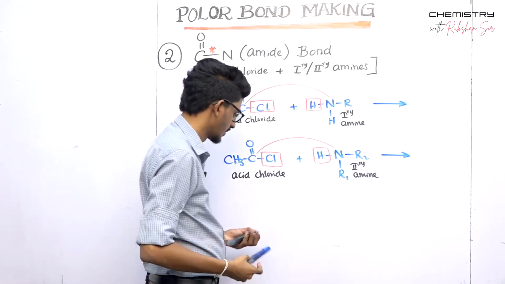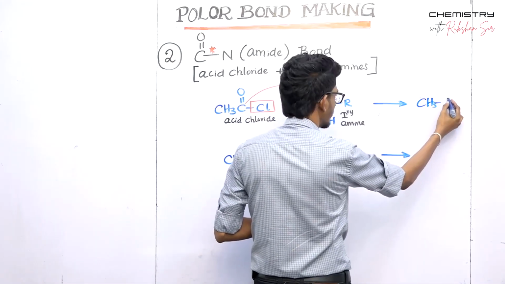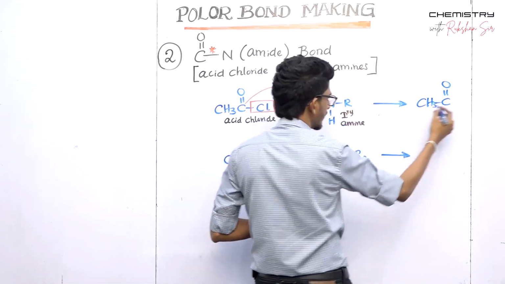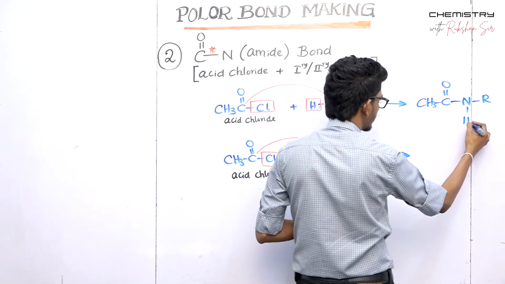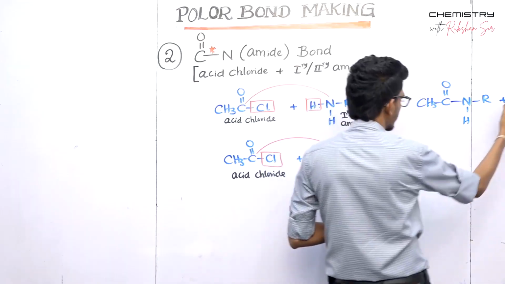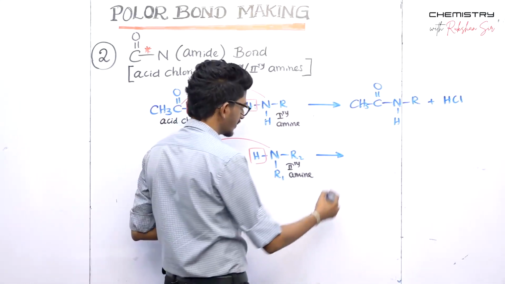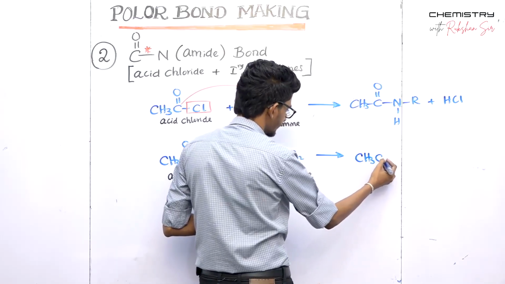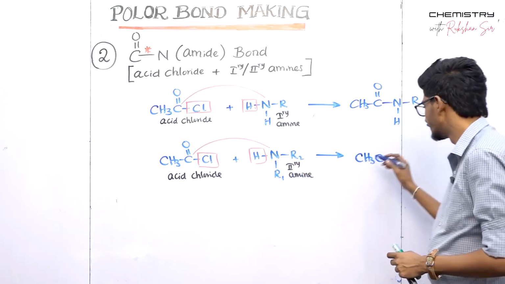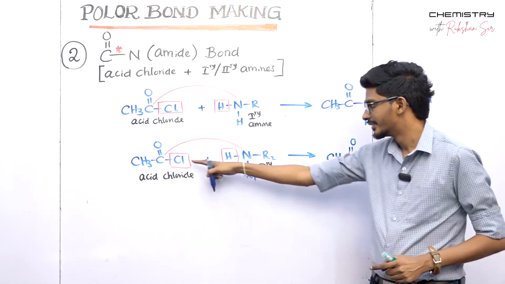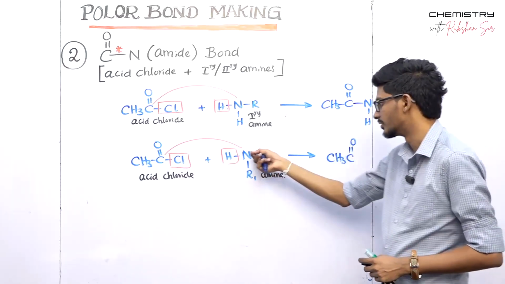See, I'll just connect. So you have the CH3, C double bond O, and that nitrogen will be connected here. You have this R and H, leaving this small HCl molecule. So CH3 CO, the Cl will leave with this hydrogen, and this nitrogen will connect to that carbon, right?